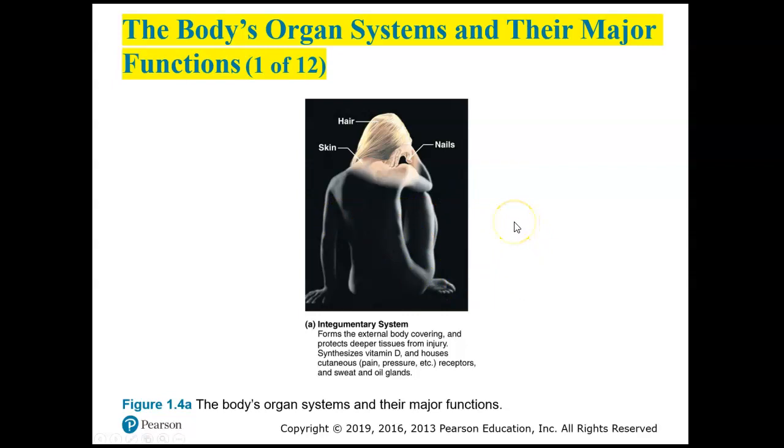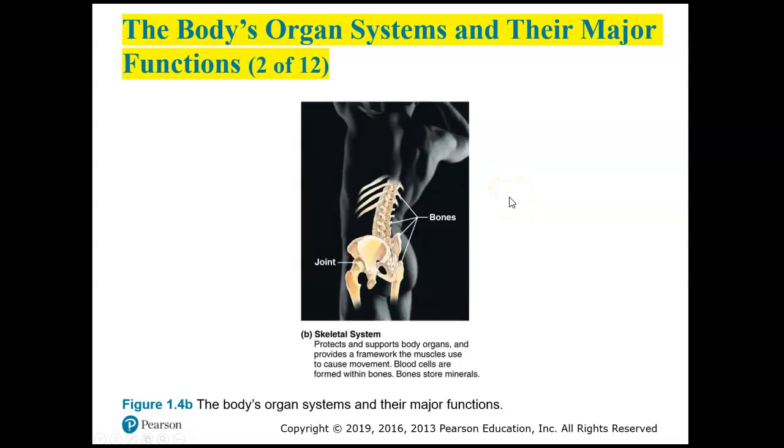Here you see the integumentary system, which is the skin, hair, nails, and glands like the sweat and oil glands. And you also have sensory receptors, nerve receptors for pain, pressure, and, well, I shouldn't say temperature, heat and cold is more correct to say. Our integumentary system, through our skin, synthesizes vitamin D. So the function is to form the external body covering and protect deeper tissues from injury. Again, it includes the skin, hair, nails, and some of the glands like sweat and oil glands.